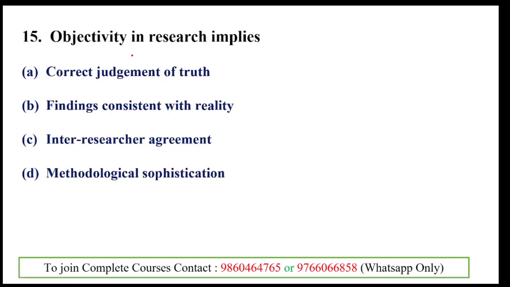And homework question: objectivity in research implies. So what is the implication of objectivity in research? Whether it's correct judgment of truth, or findings consistent with reality, or inter-researcher agreement, or methodological sophistication. Here sophistication means the technological ways, using new methods, by which the researcher makes the objectivity more clear. That's what sophistication means.